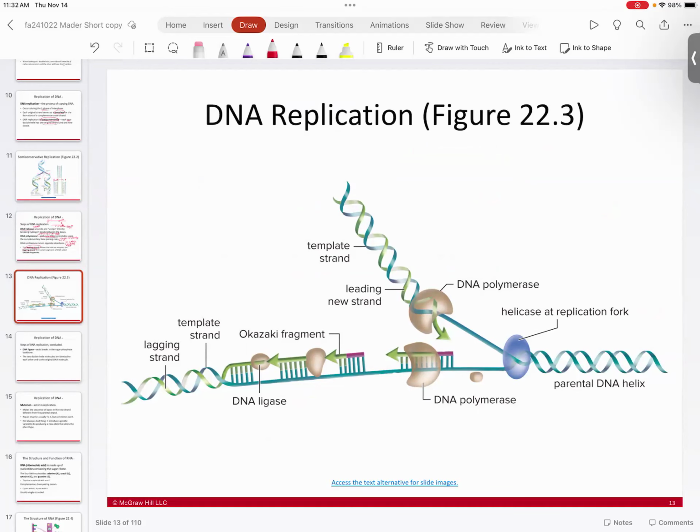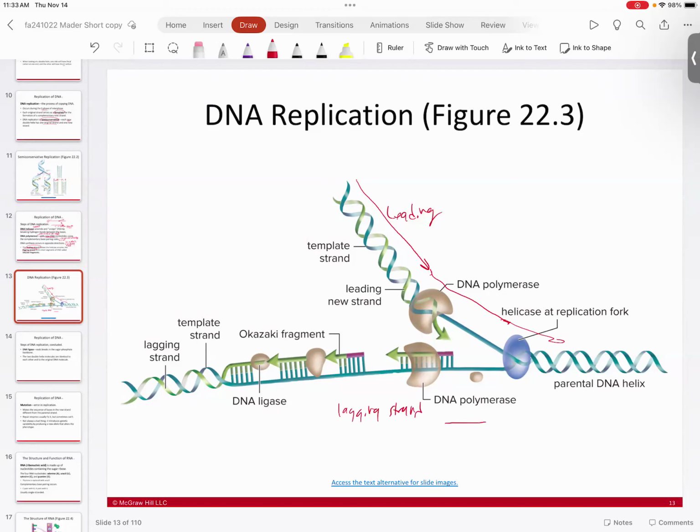So on one side, we have the leading strand, where essentially a DNA polymerase gets a hold of the template, and because the 5' to 3' direction is moving into the replication fork, it can just proceed without stopping, because as soon as the helicase opens that up, it allows the DNA polymerase to just move right on through and copy the template that's newly available to it.